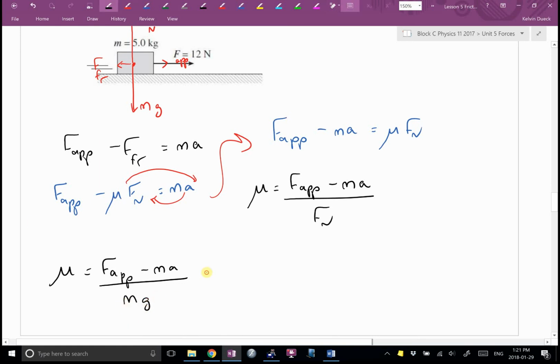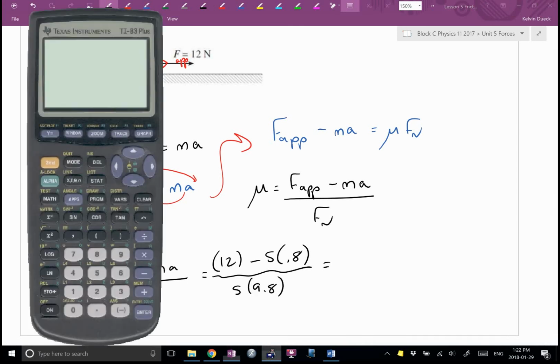I've scrolled down, Mike. What are the numbers? What was the applied force? 12, yes? Minus 5. What was A? Divided by 5 times 9.8. I made this question up on the weekend. I hope the numbers are good because I was doing all the work on my calculator showing no work. I hope we get a good mu. I'm hoping something between 0 and 1, a decimal.